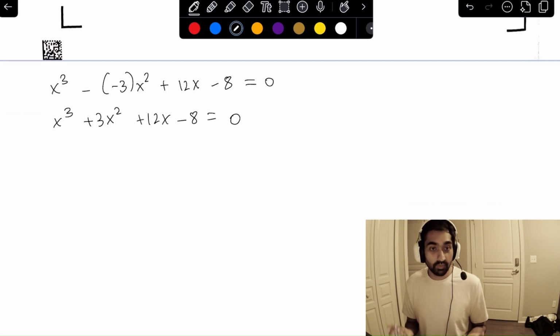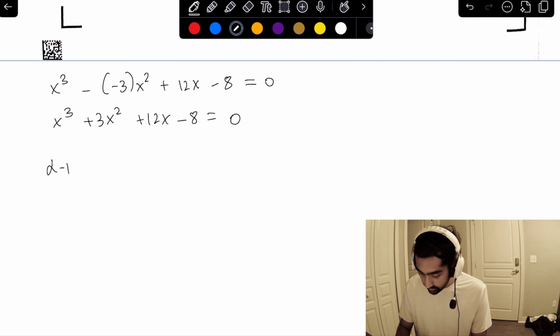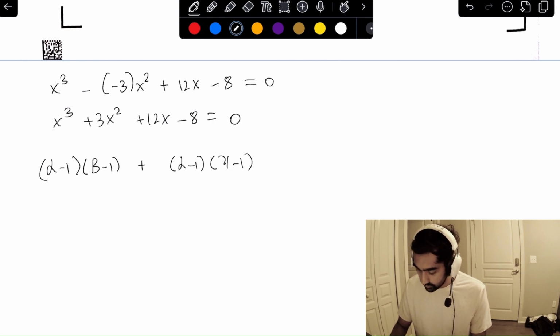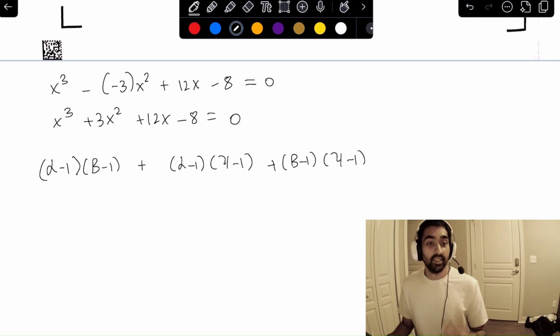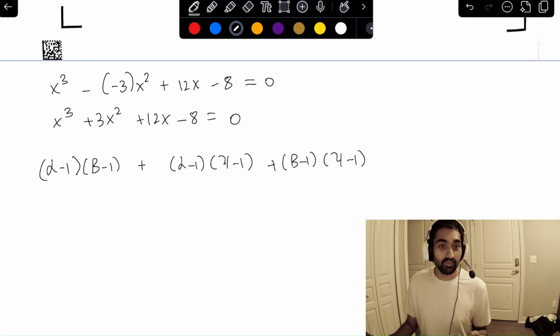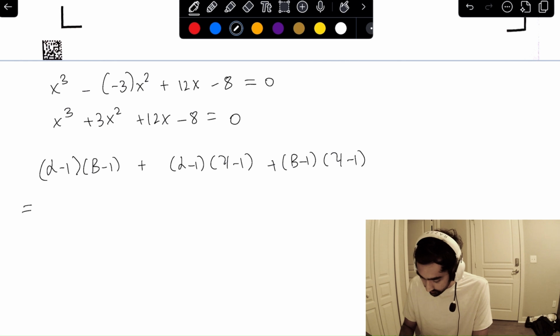However, since this is for practice, and it's good practice for you to be able to do this computation, I'm going to still figure out what (alpha minus 1)(beta minus 1) plus (alpha minus 1)(gamma minus 1) plus (beta minus 1)(gamma minus 1) is. Now remember, CAPE has told us that this is 12, so in the actual exam, you don't need to do this. However, I'm doing it just for practice, so you could see how you would do this, and there's a little lesson afterwards. But for now, let's just do it.